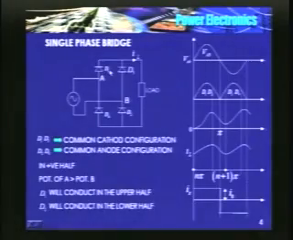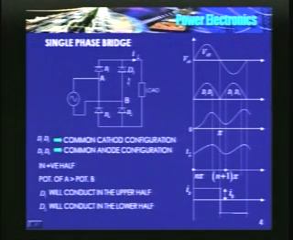Single phase bridge, very popular. D1 and D3 form a common cathode configuration, D4 and D2 form a common anode configuration. In the positive half, potential of A is higher than potential of B, so therefore D1 starts conducting, and in the lower half D2 starts conducting.